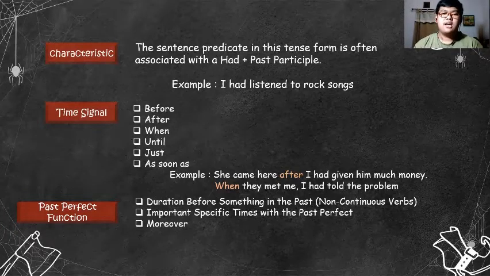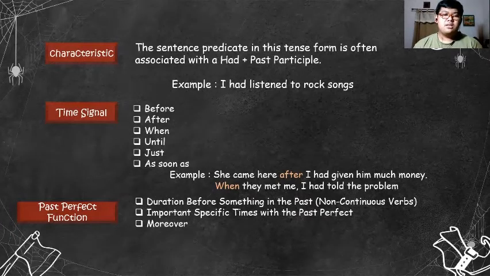For example, she came here after I had given him much money. When they met me, I had solved the problem, like that. The past perfect has a punctuation, of course. The first one, reason before something in the past, non-continuous verb. The second is important specific time with the passive perfect, and then the third is moreover.